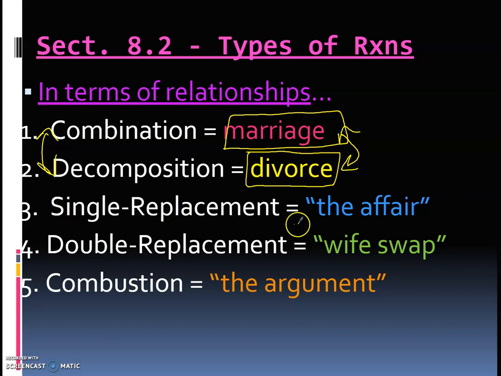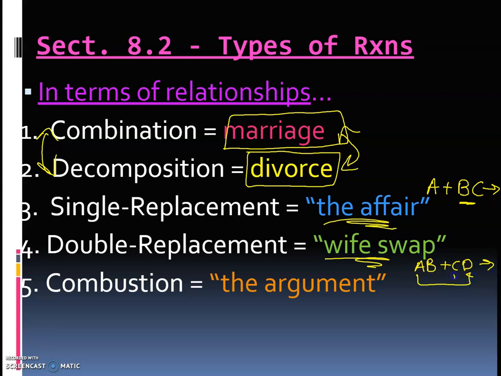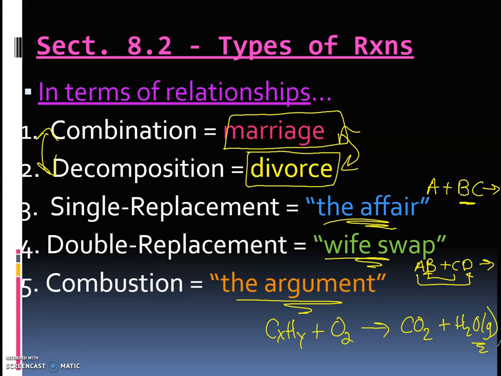A single replacement reaction can be an affair, where you have one thing that's going to try to break up a couple. A double replacement reaction is like that TV show Wife Swap, where you have two couples and they're going to swap who they are together with. And a combustion reaction is like an argument. There's lots of fuel being thrown on the fire. You're going to take in a lot of oxygen and release a lot of CO2 when you exhale, and you're going to make some steam. You're not making liquid water in a fire, you are making gaseous water in a fire.